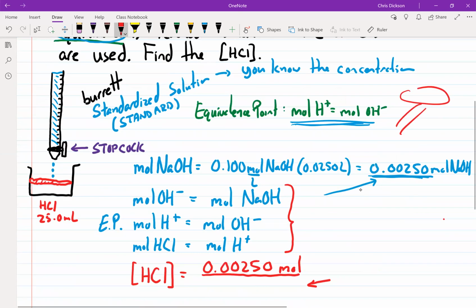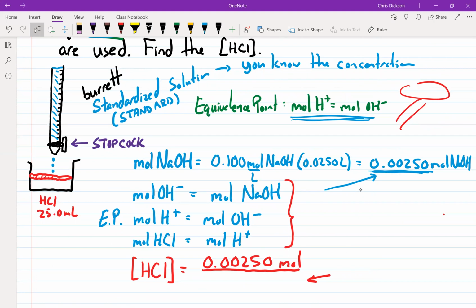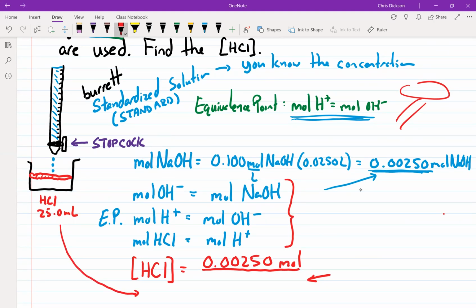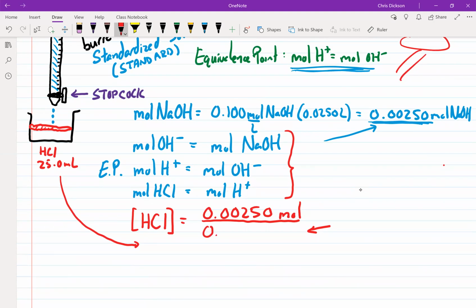So down here, we're going to be using the 25 mL sample. I need to divide this by that number of liters, so 0.0250 liters. Is that okay? So we work that out. We're going to go 0.0025 divided by 0.025, just a movement of one decimal place. And we're going to get 0.100 molar acid here.